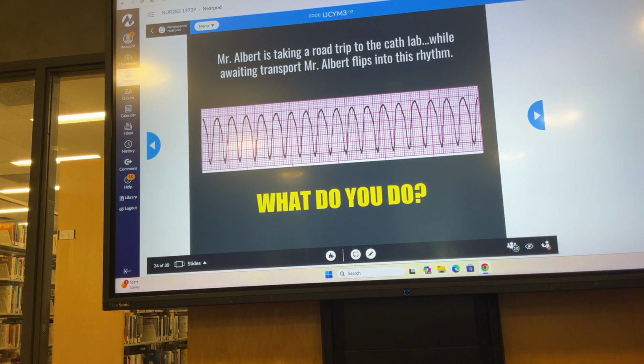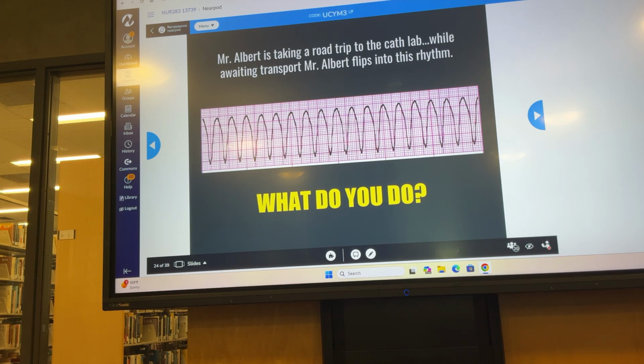Ventricular tachycardia. Okay, so the first thing that I want to do is what? Check a pulse. Check a pulse. Does he have a pulse? Okay. Now, let's say he has a pulse. He has a pulse and he has a good blood pressure. He's tolerating it. He's talking to you. What do you want to do? Syncardiogram.